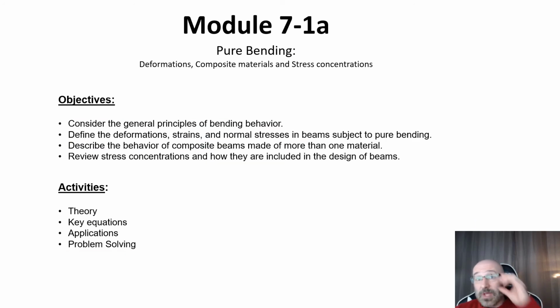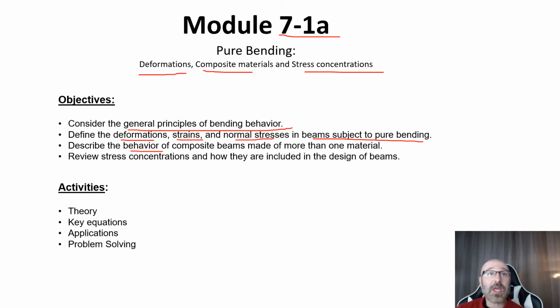So as I mentioned, we're going to break this into two different sections for module 7.1. So 7.1a, we're looking at pure bending for deformations, composite materials, and stress concentrations. So within this, we're going to consider the general principles of bending behavior, define the deformation, strains, and normal stresses in beams subject to pure bending. Then we're going to describe the behavior of composite beams made of more than one material, so that would be the composite part of it there, and then review stress concentrations and how they are included in the design of beams. So again, with this here, go through the theory, governing equations, applications, and into some problem solving.